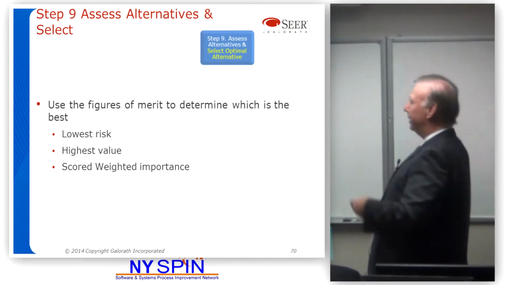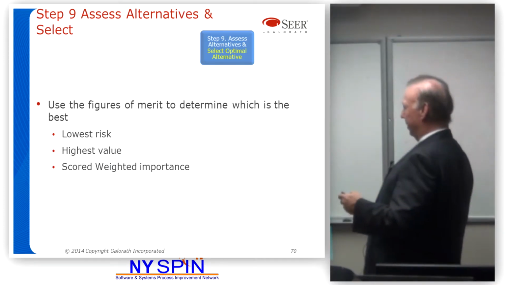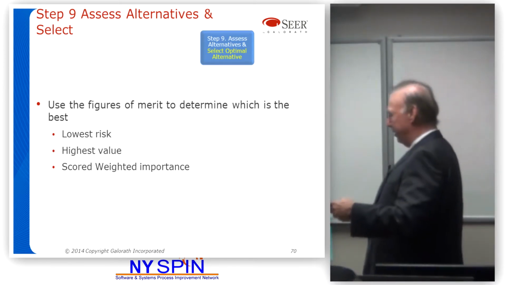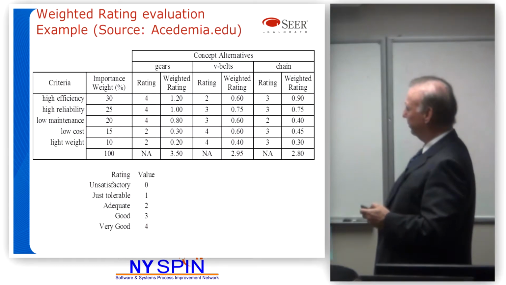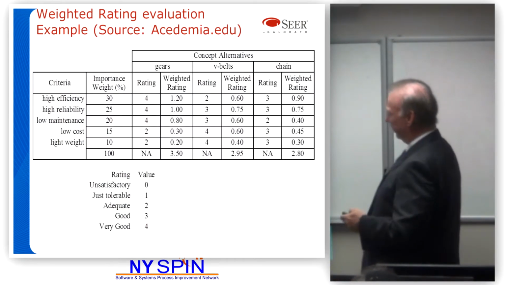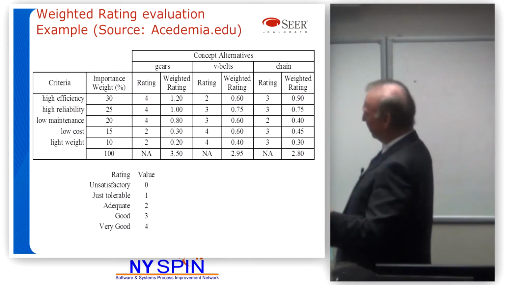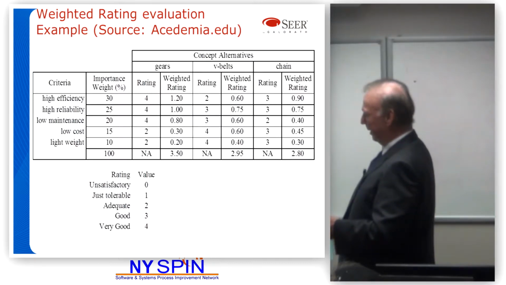Step 9, assess the alternatives. Lots of different ways to assess alternatives. The one with the lowest risk, the one with the highest value, the one with the best scored weighting. Here's an example of a weighting table. This is a hard working piece, but high efficiency was 30%, high reliability 25, low maintenance 20, low cost 15, lightweight 10.